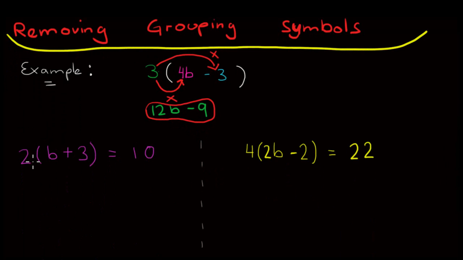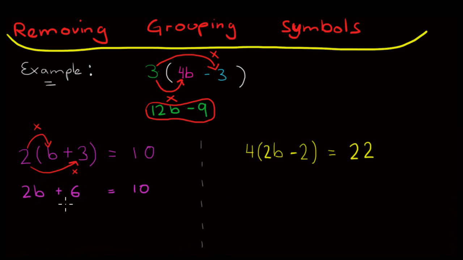So remember, the first term outside times the first term inside. So 2 times b, those two, and then afterwards we do 2 times plus 3. So 2 times b is just 2b, and then 2 times 3 is plus 6, and then that would equal 10. And from there you can just do the normal.